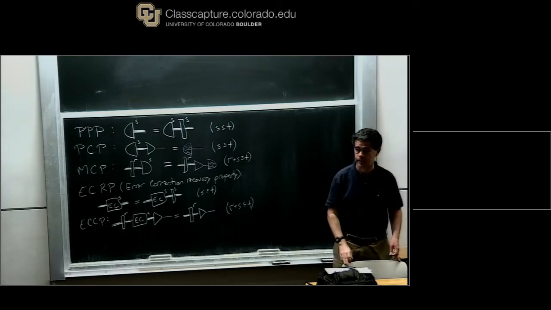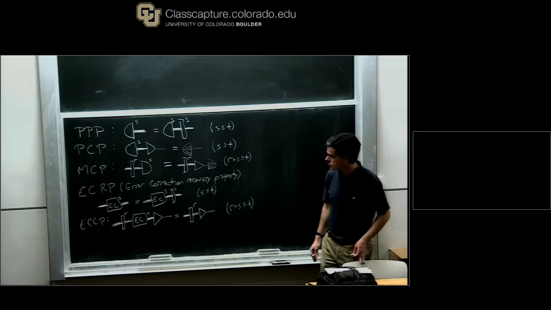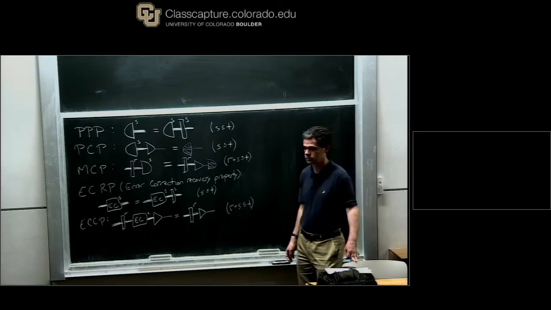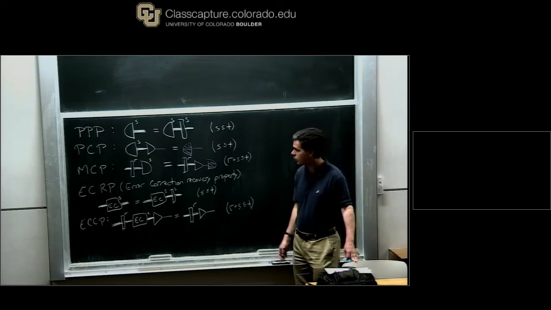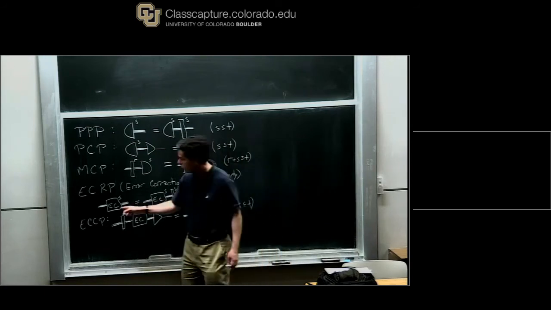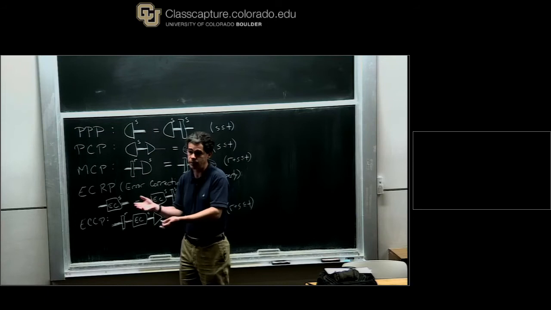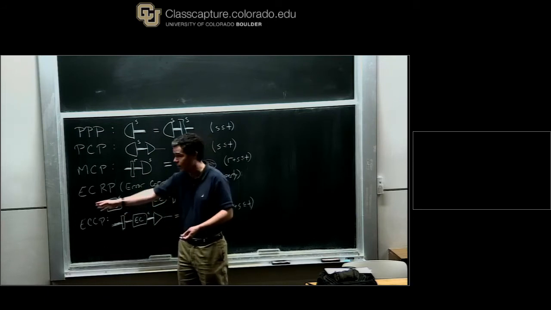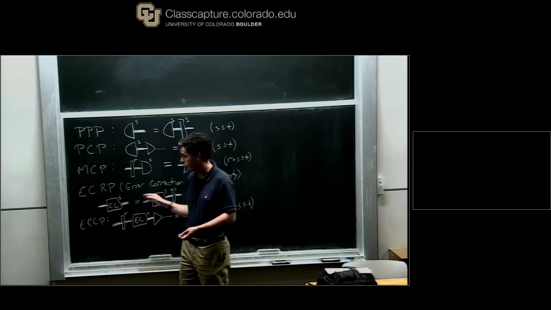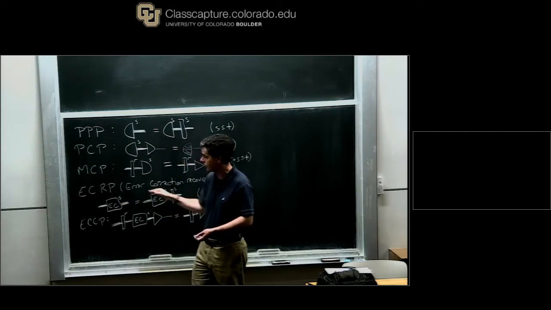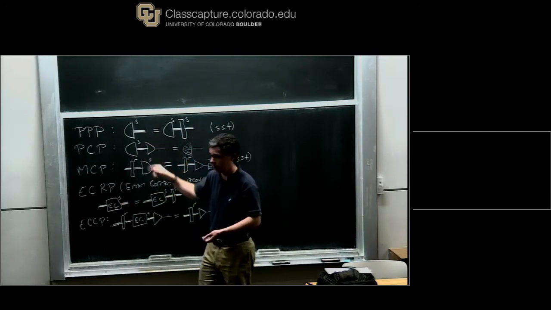Yeah? In the ECRP property, are we assuming that on the left, the incoming state has at most T errors? No, we're not assuming that, because we want the error correction procedure to take an arbitrary state and correct it back to something that's close to a code word. Okay? So even if there are many, many errors here, we want this to work. That's how this ECRP is different from all these other propagation properties.